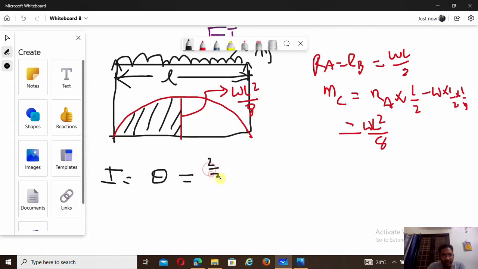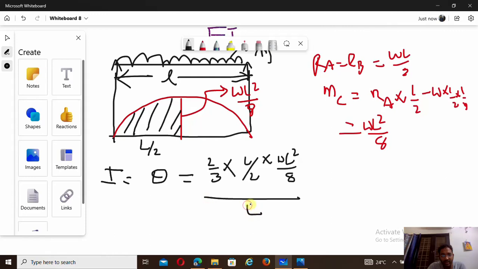And the area is equal to 2/3 of, what is the base here? Everyone will get confused, you only have to consider the half portion, L/2 as the base, into the ordinate here, WL square by 8, divided by EI. So this is the statement. The 2 gets cancelled. Finally we got W into L cube, 3 8s are 24, so WL cube by 24 EI. See this very simple concept: the area of this parabola divided by the flexural rigidity.